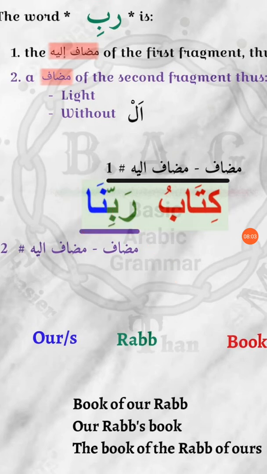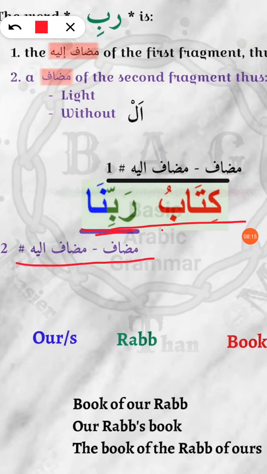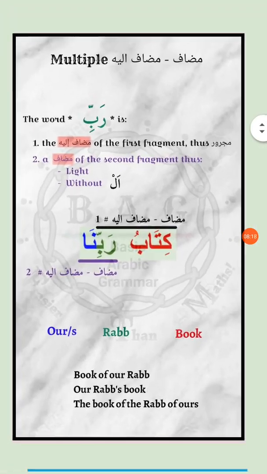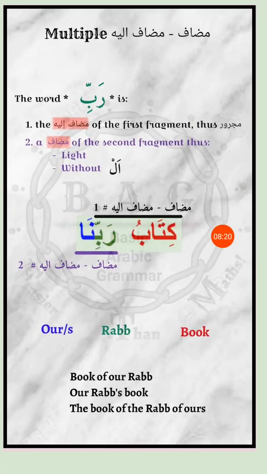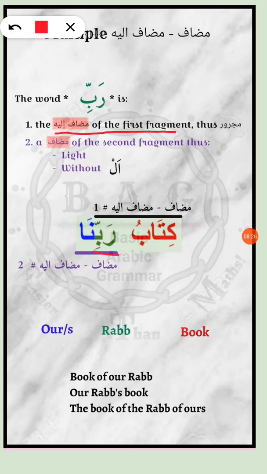So this is our first Muzaaf Ilaih fragment, Kitabu Rabbi, and Rabbina is our second Muzaaf Ilaih fragment. I hope this is clear. What have I written here? The word Rabbi is Muzaaf Ilaih for the first fragment, therefore majroor, and it is a Muzaaf for the second fragment, therefore light and without al. And how can we translate it? Once again, just pause the video, try translating it yourself and then come back. So: book of our Rabb, or our Rabb's book, or the book of the Rabb of ours.